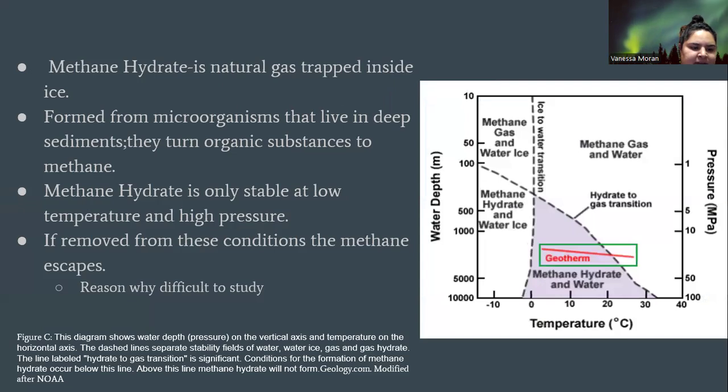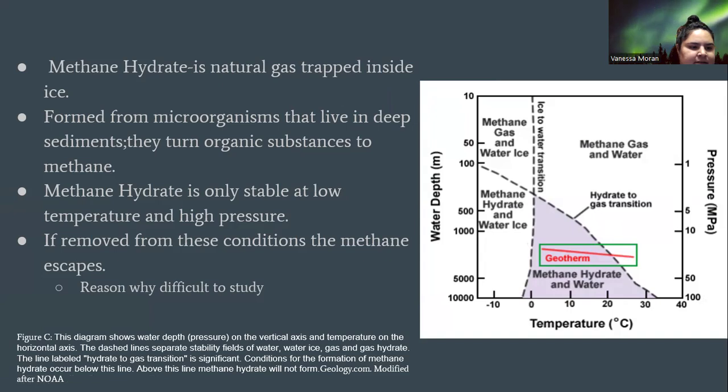Methane gas is primarily formed by microorganisms that live in the deep sediment layers and slowly convert organic substances to methane. It occurs naturally in the ocean where water, methane gas, low temperature, and high pressure conditions are favorable for its formation. These conditions are illustrated in the phase diagram on this page.